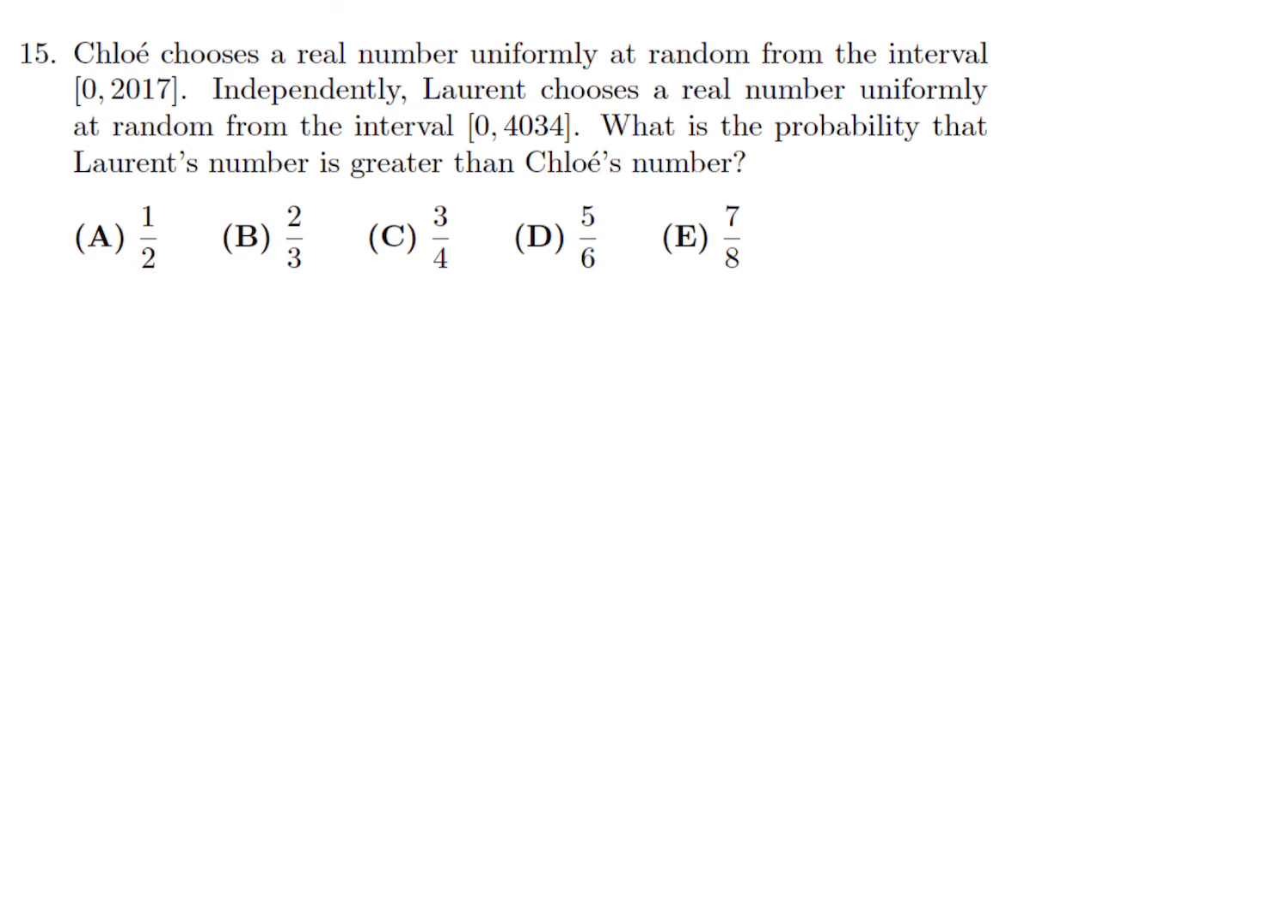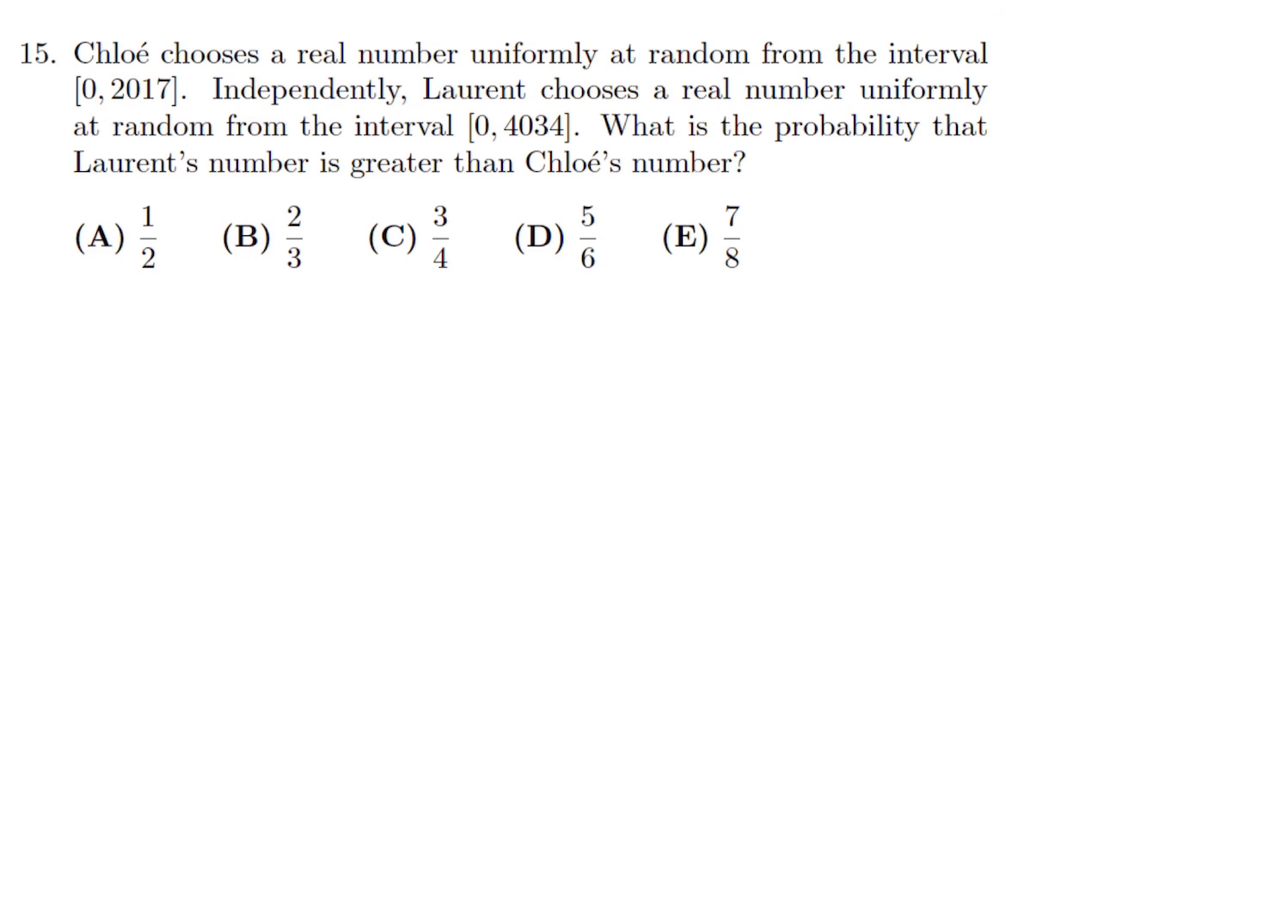Chloe chooses a real number uniformly at random from the interval 0 to 2017. Independently, Laurent chooses a real number uniformly at random from the interval 0 to 4034. What is the probability that Laurent's number is greater than Chloe's number?